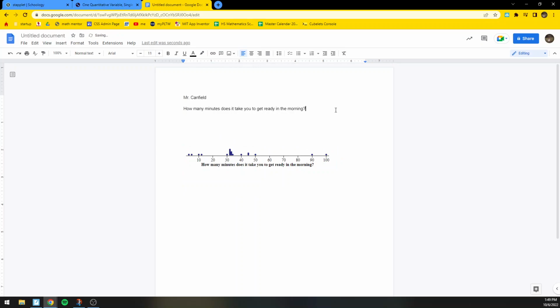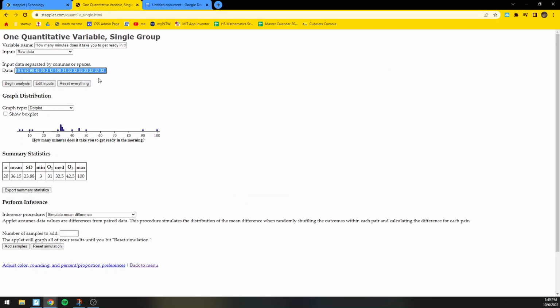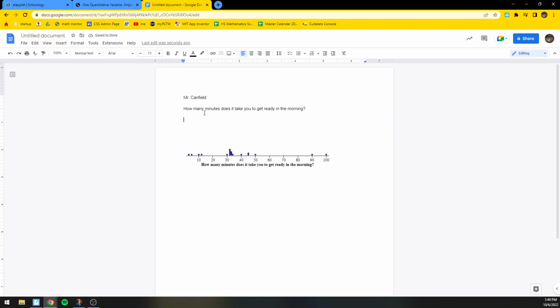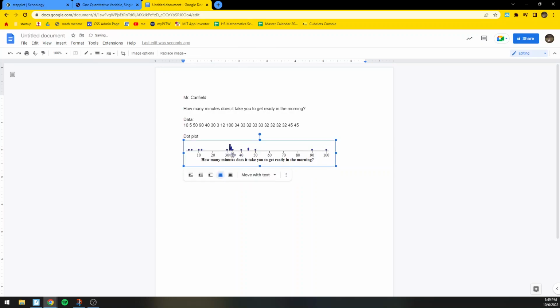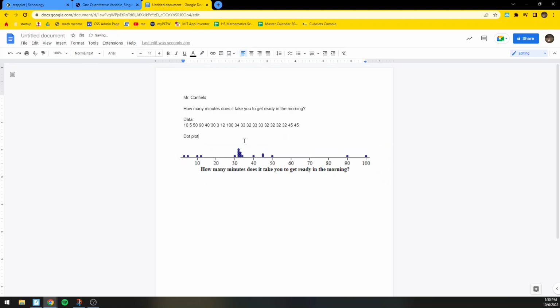And then I'd have, let me put my data in here. I'll say data, bam, and then I'll have my dot plot. There's my dot plot, and I'm going to make mine a little bit bigger. Okay, so there's my dot plot.